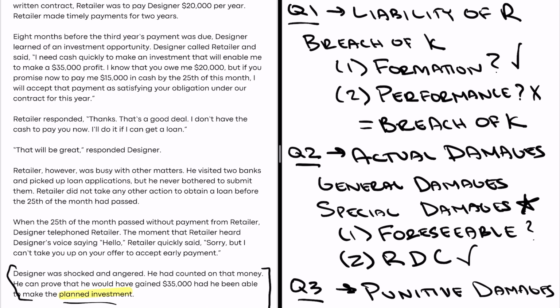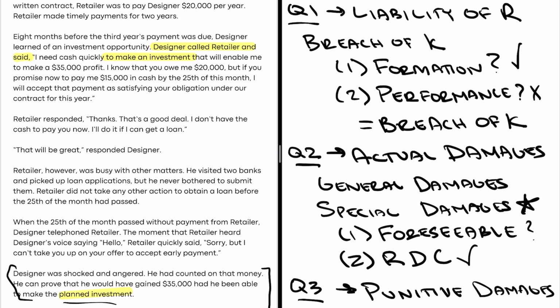The biggest thing that's jumping off the page to me as I read this is that designer calls retailer and says, right? Designer called retailer and said, I need cash quickly to make an investment that will enable me to make a $35,000 profit. So designer puts retailer on notice of this investment opportunity in the phone call.